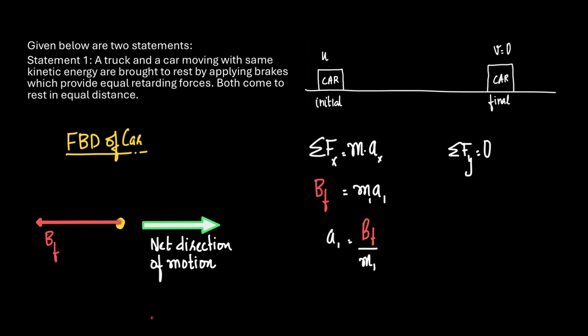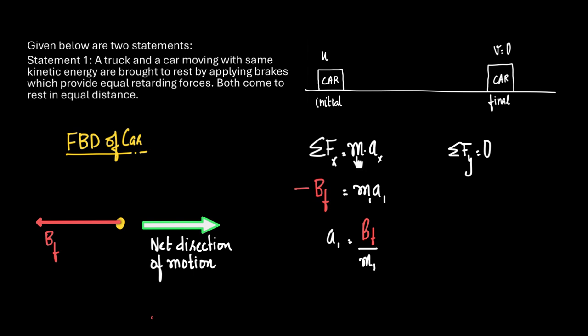Now, what is sigma Fx? Sigma Fx implies sum of all the forces acting in the x direction. Now, this is the initial condition of the car. This is the final condition. Since it is coming to rest in equal distance, we can say that the final velocity is equal to 0 and initial velocity is equal to u. Now, since the braking force is applied, we can say that sigma Fx is equal to Bf. But what we need to understand is the net direction of motion is towards the right and braking force is applied towards the left. Therefore, while considering sigma Fx, we need to consider the direction, which is minus Bf. So we have minus Bf is equal to m1 a1.